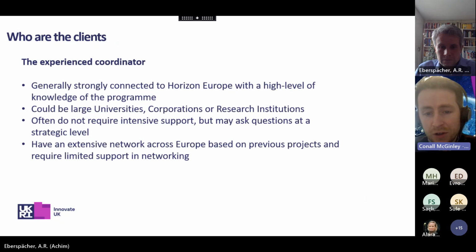They generally have a good network across Europe based on projects that they've already been involved in, and therefore they don't have trouble finding partners for projects, and will require limited support in networking.